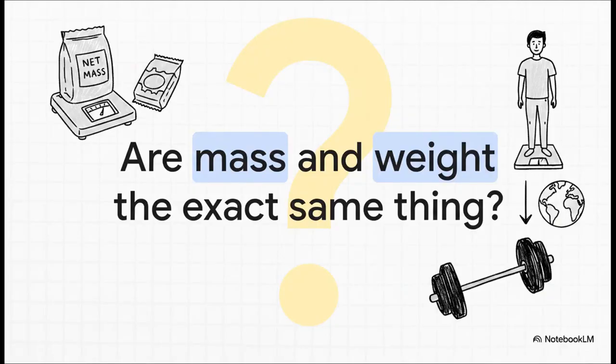I mean, we use these words interchangeably all the time, right? You step on a scale at the gym and say, I weigh this much, or you look at a box of cereal that says net mass. But in the rigorous realm of physics, they actually represent entirely different physical properties. Conflating the two is honestly one of the most common scientific misunderstandings out there.